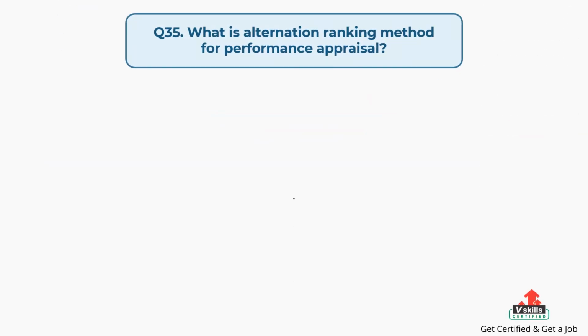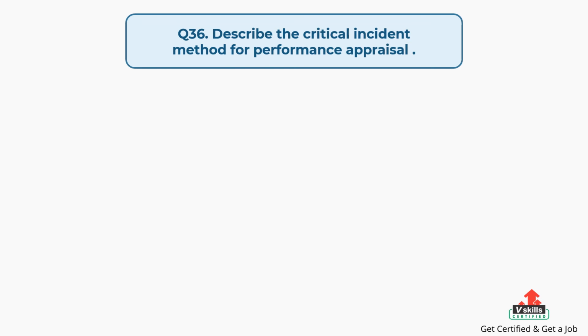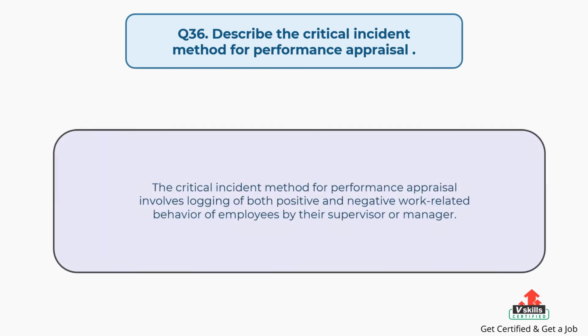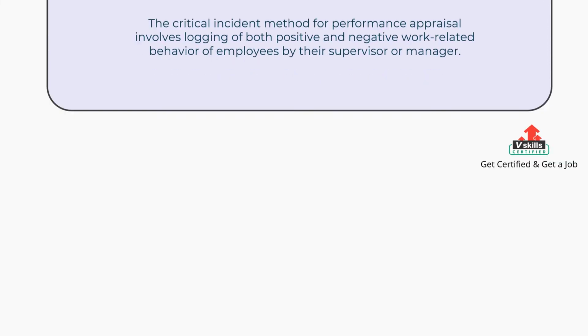Question number 35. What is alternation ranking method for performance appraisal? The answer is, the alternation ranking method for performance appraisal involves employees being categorized on basis of specific traits from best to worst by their supervisors or managers. Question number 36. Describe the critical incident method for performance appraisal. The answer is, the critical incident method for performance appraisal involves logging of both positive and negative work-related behavior of employees by their supervisor or manager.